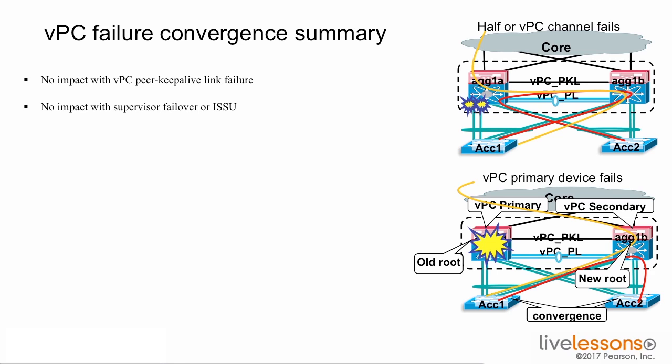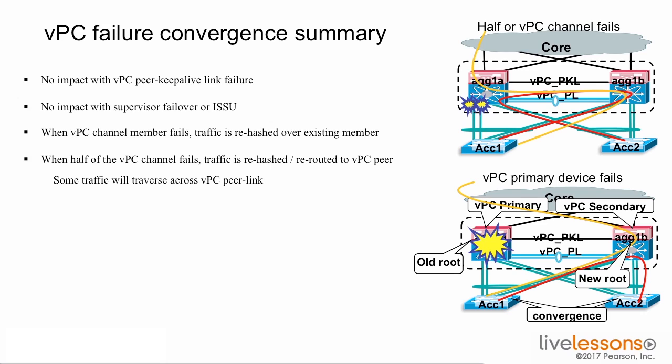There's also no impact to the environment if you were to have a supervisor fail, or if you're doing an in-service software upgrade, which is a hitless software upgrade. When a vPC channel member fails, traffic is sent over the other vPC member. When a vPC channel member fails, traffic is rehashed over an existing member. When half of the vPC channel fails, traffic is rehashed or rerouted to the other vPC peer.